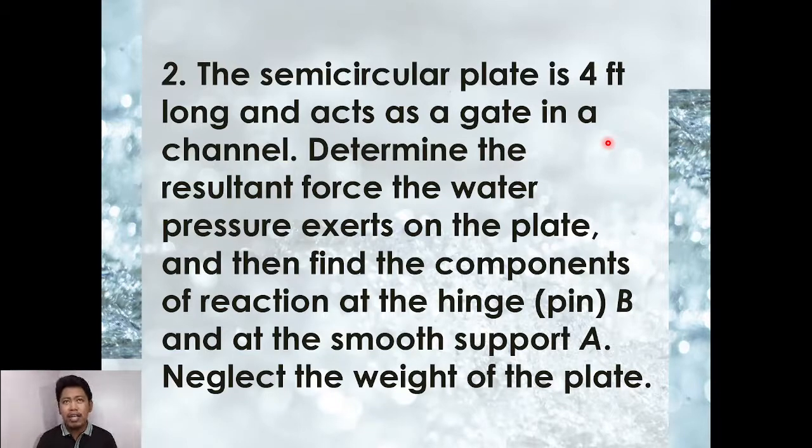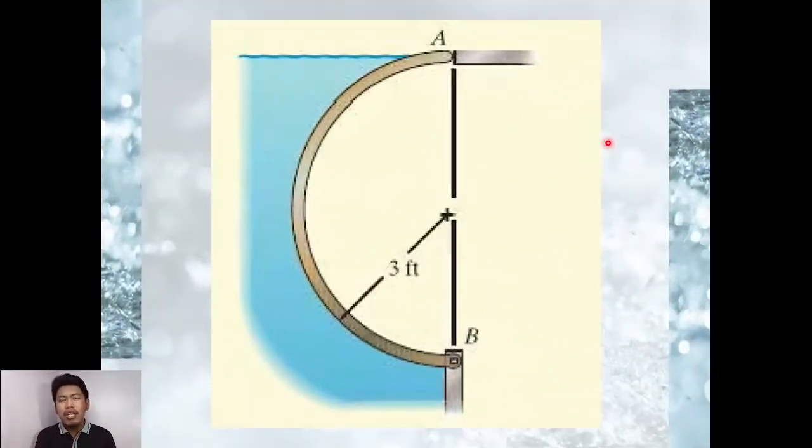To visualize the problem, here is the illustration. This is the gate, which is curved. It says the radius is 3 feet, so the diameter is 6 feet. And it is 4 feet long. In an isometric view, it has 4 feet in that direction.